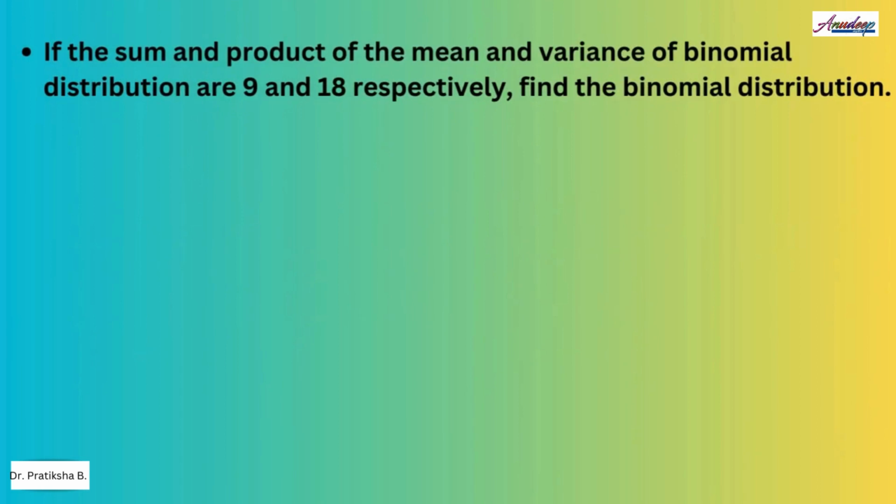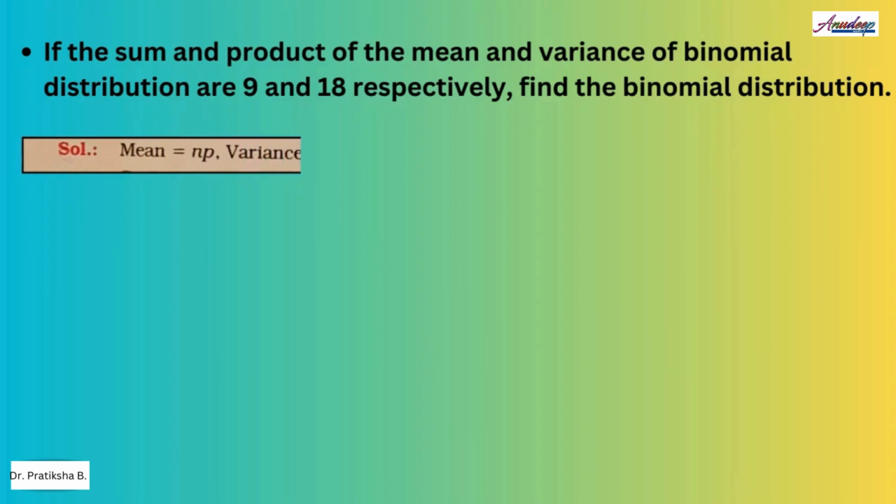Let us evaluate the next problem. If the sum and product of the mean and variance of a binomial distribution are 9 and 18 respectively, find the binomial distribution. Here we need to find the parameters n and p. What is given to us is the sum and product of the mean and variance. We know the formula for mean is np, and variance is npq.